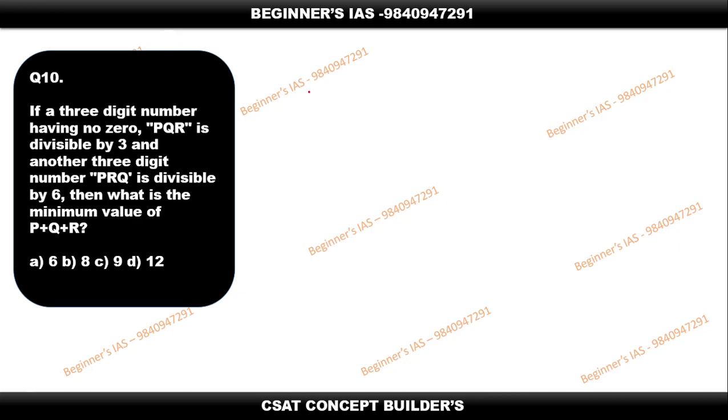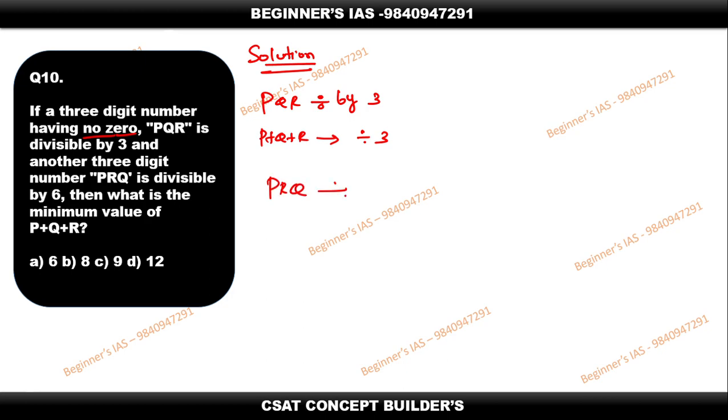So let us solve question number 10. If a 3-digit number having no zero, listen, having no zero, PQR is divisible by 3. So it is given that PQR, the 3-digit number, is divisible by 3. What is the concept of divisibility? P plus Q plus R must be divisible by 3. Then, what is the second statement? PRQ is divisible by 6. So what is the concept of divisibility by 6? It should be divisible by 2 and 3.